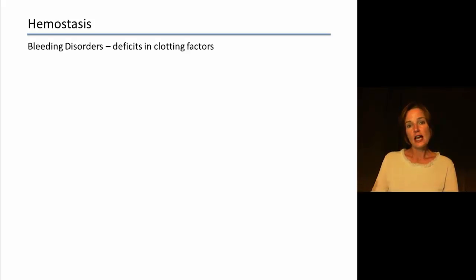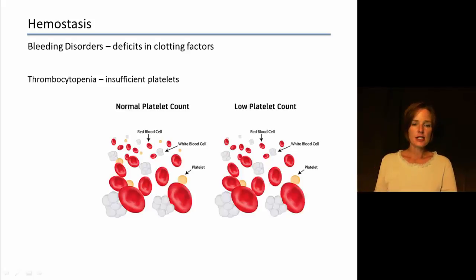And that embolus can get caught if it moves into a smaller vessel. Bleeding disorders are deficits in clotting factors. So this would be if the clots don't form the way that they should. And this example, thrombocytopenia, is an example of that. This is when we have insufficient platelets, and platelets play a big role in that overall clotting process. So they're supposed to clump up and form that initial plug. In this condition, we don't have enough of them.